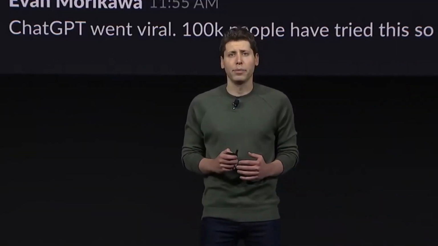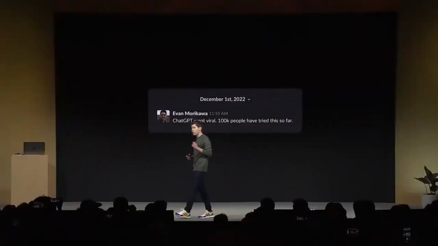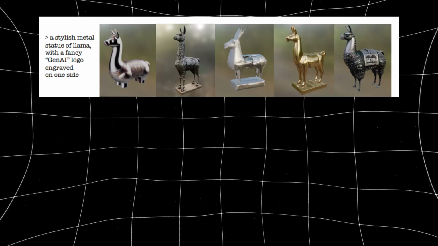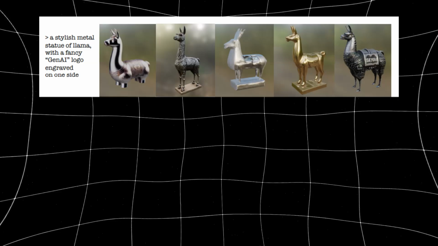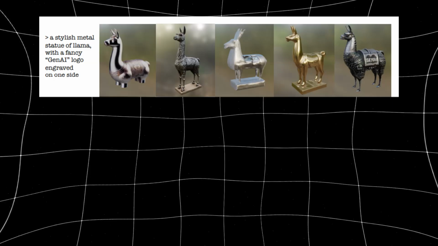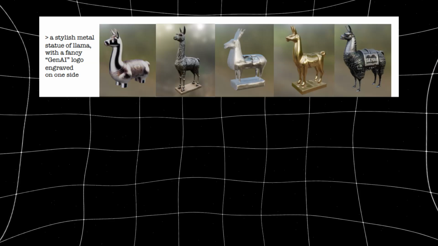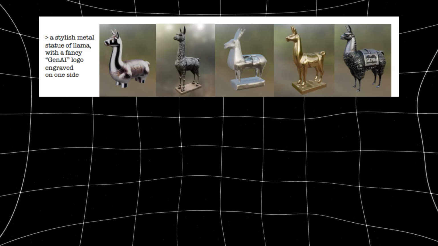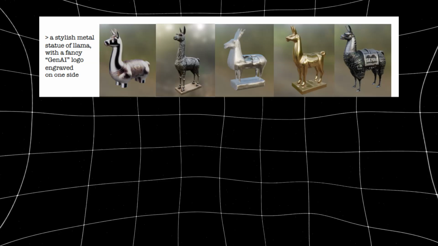And then I think this part is really important because it shows how incredible this advancement really is. Meta directly compare their model against others in the industry. They do this with 3 prompts, the first one being a stylish metal statue of a llama with a fancy Gen AI logo engraved on one side. And for this one the others really don't come anywhere close, as far as following the prompt goes, the only one that actually managed to get it right at all was Meta's.